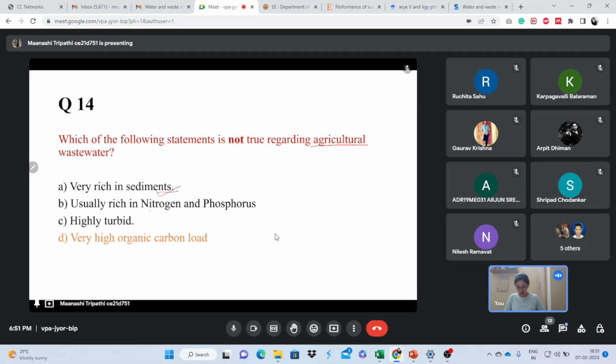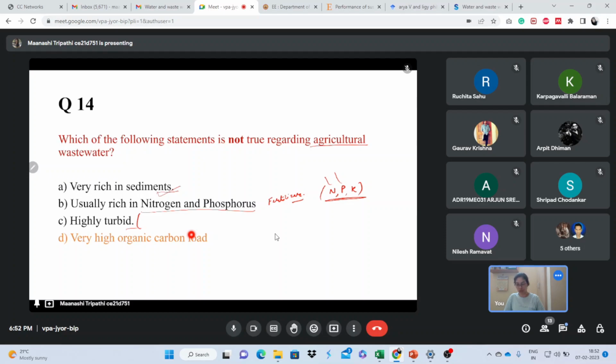It is usually rich in nitrogen and phosphorus. Why? Because we are using fertilizers. Fertilizers are the source of NPK: nitrogen, phosphorus, potassium. This is the common composition of fertilizers, so it is giving nitrogen and phosphorus. Okay. It will be highly turbid because sediments are there, many suspended particles are there.